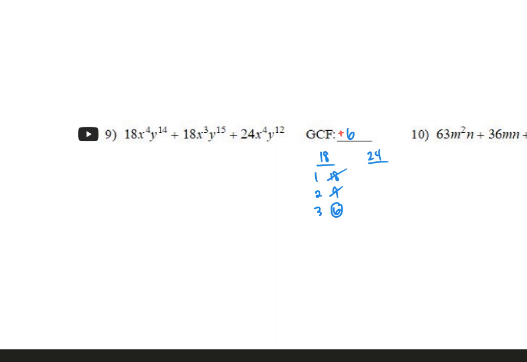And then lastly, we're going to look at our variables. So we have to look at our x's and y's. So x to the fourth, x cubed, x to the fourth. So this is the smallest. And then we have our y terms. We have y to the 14th, y to the 15th, and y to the 12th. We're going to look for the smallest term. So there's my GCF. I know that that is one of my factors. And then we're going to divide everything by my GCF to get the inside.